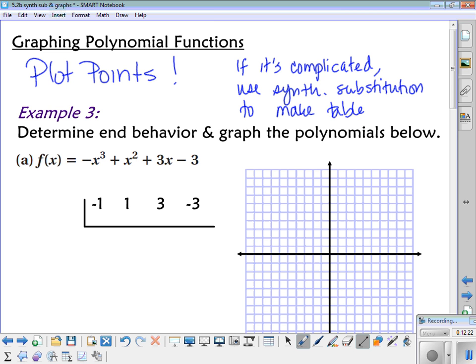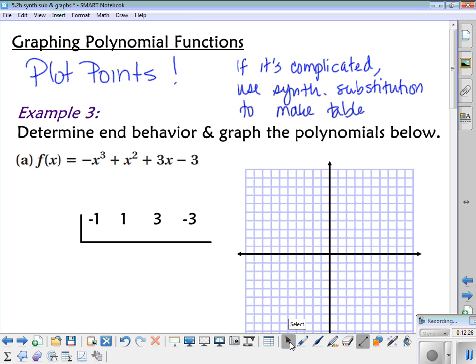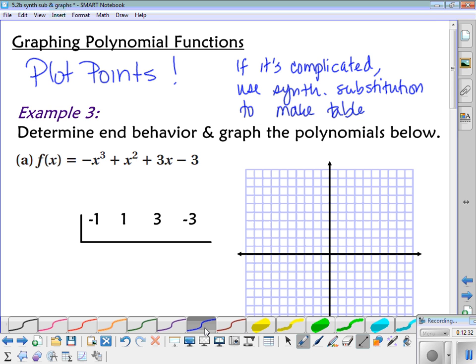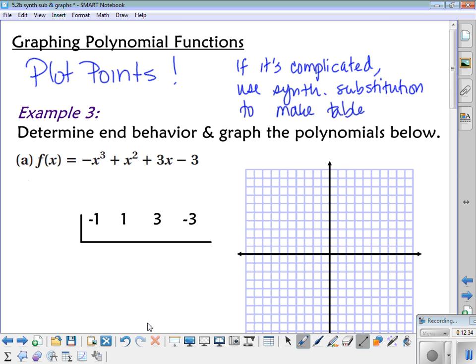All right, so let's take a look at this first one. First of all, let's think about what the end behavior should be like on this one. I've got an odd degree, right? And the leading coefficient is negative. So I'm going to expect it to start up high and move down low, like that, right? So that's what I would expect to happen. So when I plug in numbers, if my graph isn't doing that, then I need to go back and double check my work, okay?